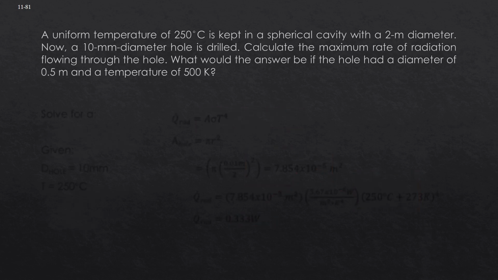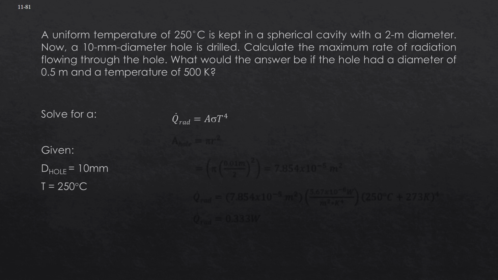Now, let's solve for A. For A, we are given a diameter of hole equal to 10 millimeters and a temperature of 250 degrees Celsius. As you can see in our problem, we also have the 2-meter diameter. But since we are calculating the rate of radiation flowing through the hole, we use the diameter of the hole. Now, we have the equation Q dot rad equals area times sigma times temperature raised to 4.